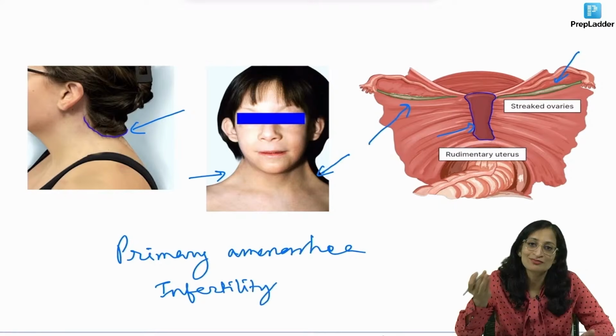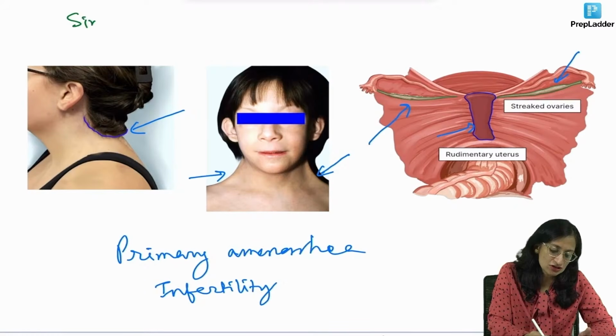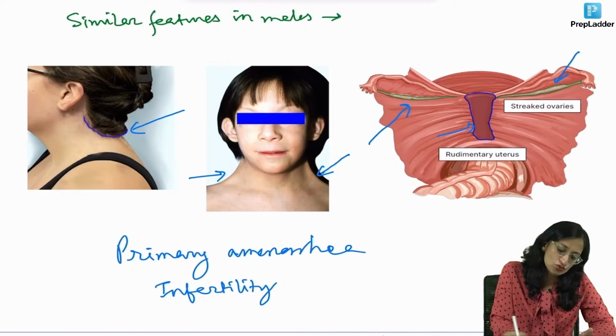Can you name a similar syndrome which is seen in males? So the similar syndrome which is seen in males is Noonan syndrome, with similar features. So if you get similar features in males, then it is Noonan syndrome.